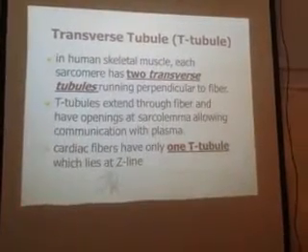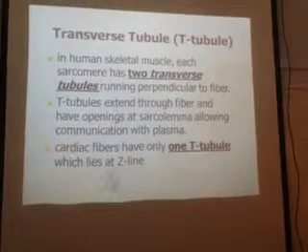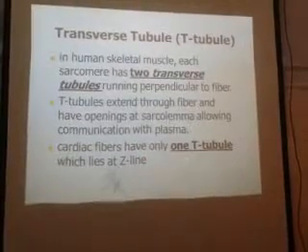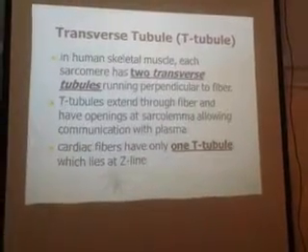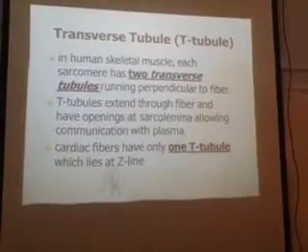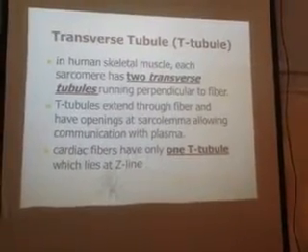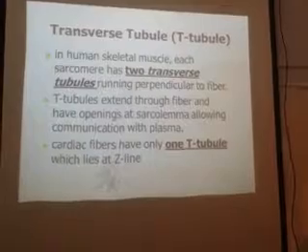Then the difference between the skeletal muscle and the cardiac muscle is that cardiac fibers have only one T tubule. In the sarcomere of cardiac muscle, only one T tubule. In the skeletal muscles, one sarcomere, two T tubules.